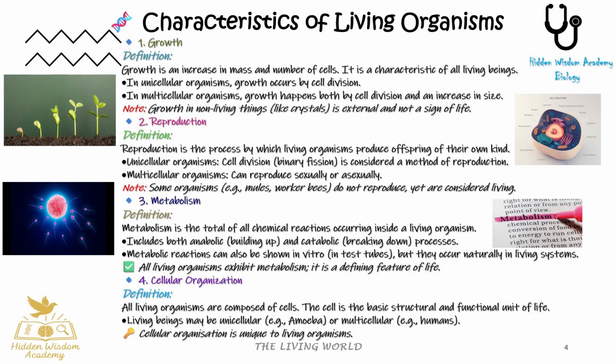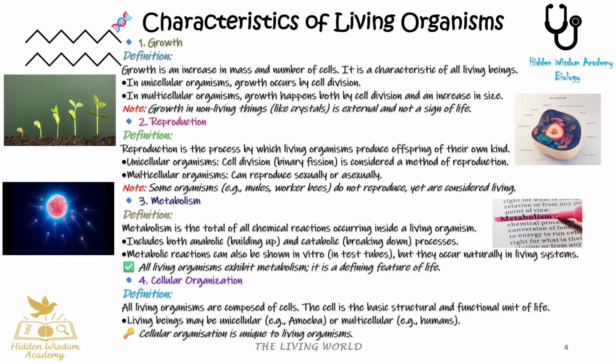Characteristics of living organisms. 1. Growth. Definition: growth is an increase in mass and number of cells. It is a characteristic of all living beings. In unicellular organisms, growth occurs by cell division. In multicellular organisms, growth happens both by division and an increase in size. Note: growth in non-living things, like crystals, is external and not a sign of life.